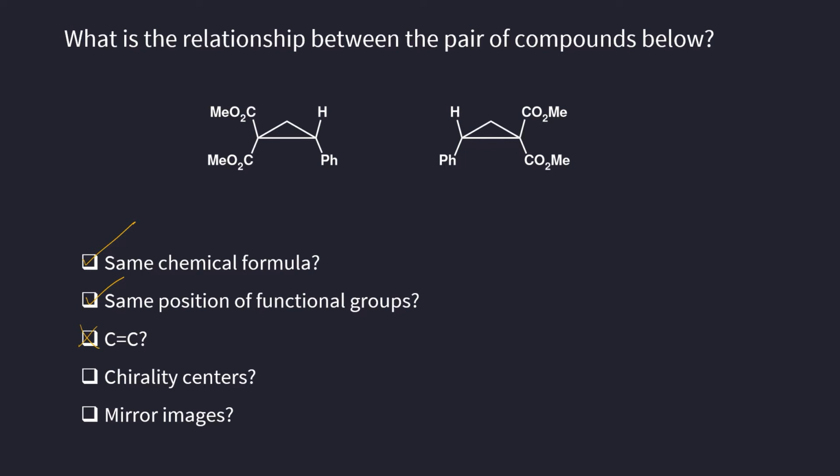They do not have a C double bond C. So we'll have to check for chirality centers. And there's only one chirality center on this molecule. It is this carbon over here. Now, because we have one chirality center, there's a maximum of 2 to the n stereoisomers for this molecule. So because we have one chirality center, there are only 2 possible stereoisomers for this molecule.